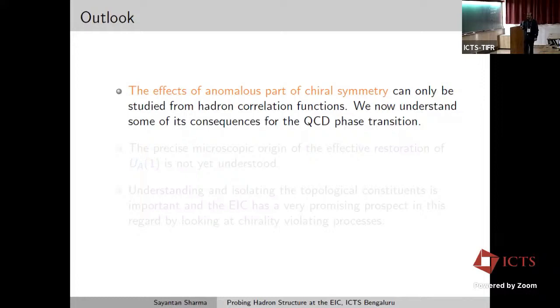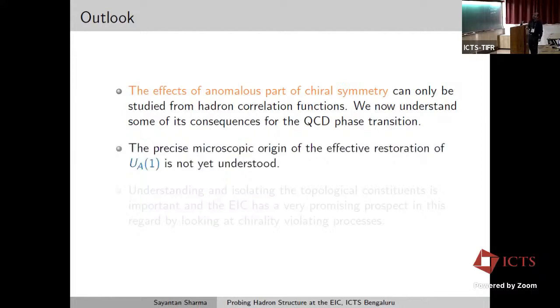And of course, this brings to the end of my talk. So I first would like to emphasize again that the anomalous part of chiral symmetry is not a symmetry because of the quantum fluctuations. So it doesn't have any order parameters. The only way to study it is from non-perturbative physics and looking at hadron correlation functions. And from the finite temperature side, we now understand some of its consequences for the QCD phase transition.